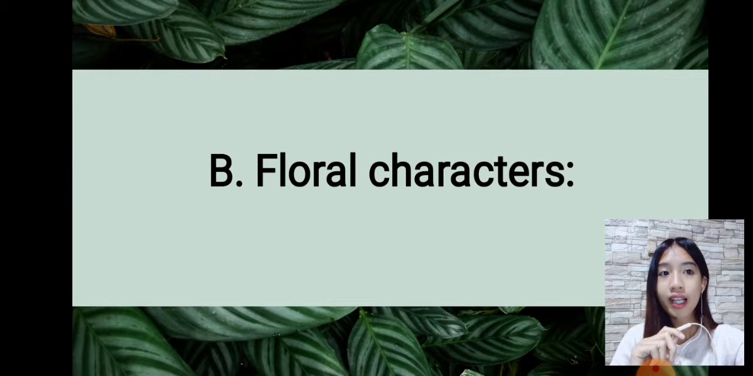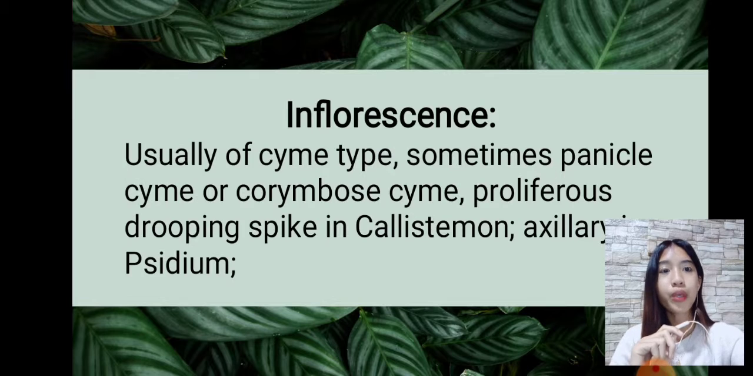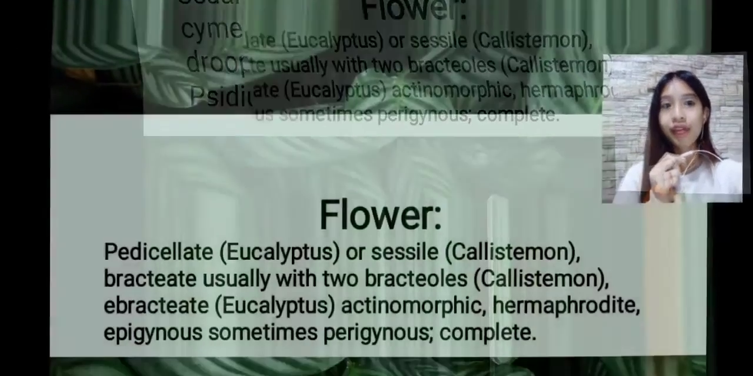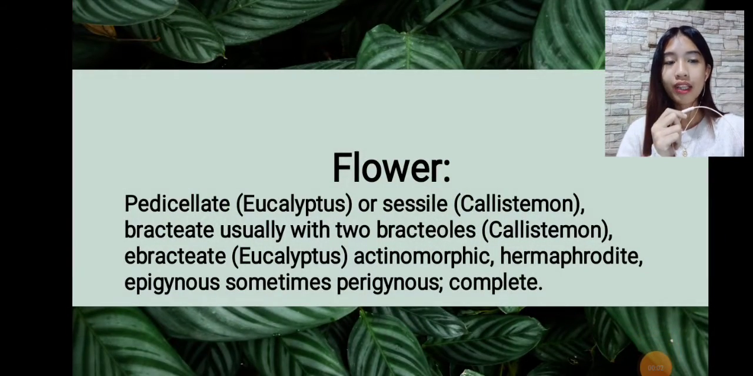For the floral characters, we have inflorescence. It is usually of cyme type, sometimes panicle cyme or corymbose cyme, proliferous dropping spike in Callistemon, and axillary in Psidium. For the flower, it is pedicellate or sessile, actinomorphic, hermaphrodite, epigynous, sometimes perigynous, and it is complete.